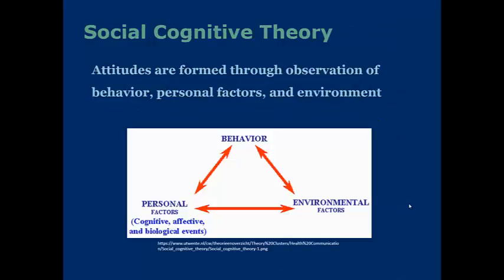Lastly, there's the social cognitive theory, which states that attitudes are formed through observations of behavior, personal factors, and environments. Below is a diagram showing this. All three of them are important when it comes to forming attitudes, especially about social settings.